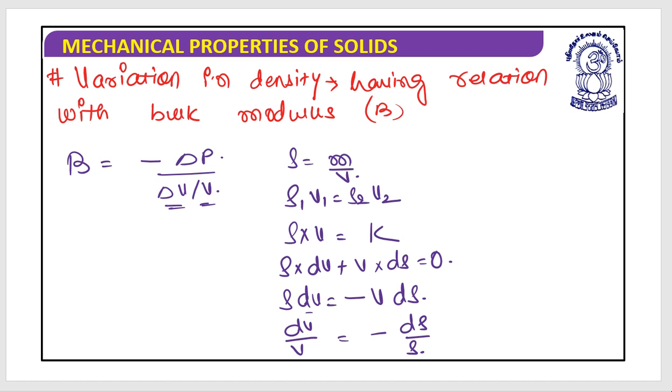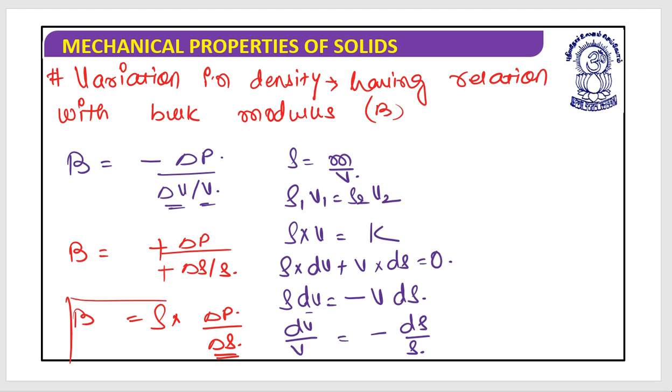So if I replace the value over here in the master relation, I could have this relation: this is equal to minus of delta P divided by delta V by V, and this could be written as minus of delta rho by rho, this minus minus plus, and this is equal to rho into delta P by delta rho. This is the bulk modulus. This is the value of the bulk modulus when density changes. It's a delta rho, it's a change in density.